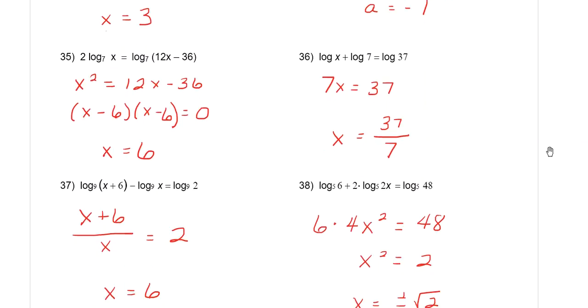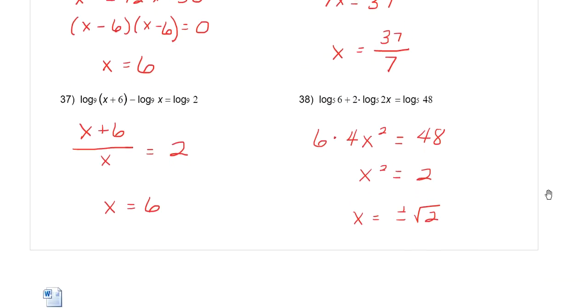Like here in 36, we had to put those two, log x plus log 7, together in a single log, 7 times x, and then pull it out and solve. And I just left it in fraction form. And then these last two, again, write them as a single log, pull it out, write your equation, and solve.